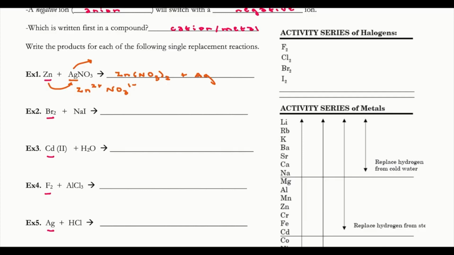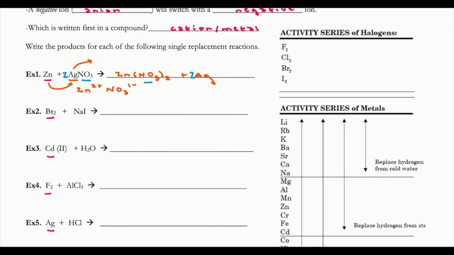Okay? The last thing I need to do for this reaction is I need to balance. So I've got 1 zinc, 1 zinc, 1 silver, 1 silver. I've got 1 nitrate here, but 2 on my product side. So that tells me I'm going to have to put a 2 in front of silver nitrate, which then gives me 2 silver, so I'm going to put a 2 in front of silver there. Okay, not too bad. Let's do the next one.